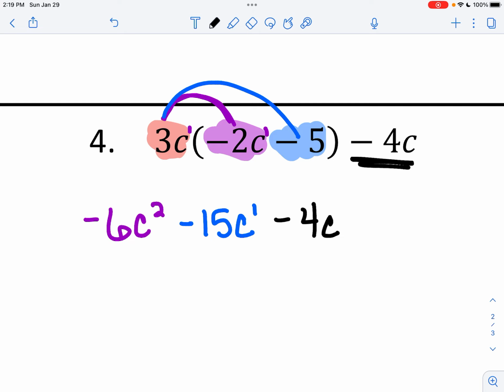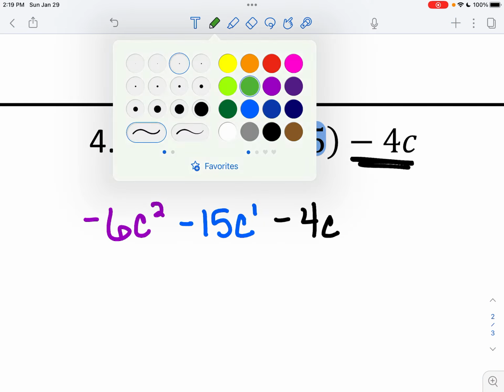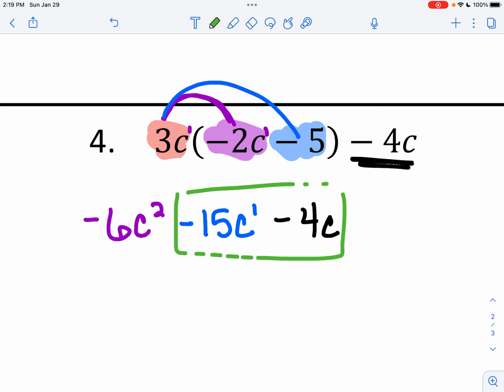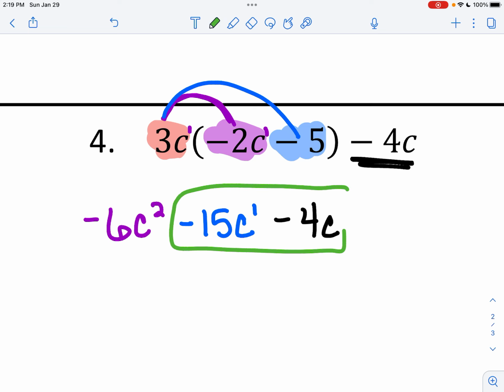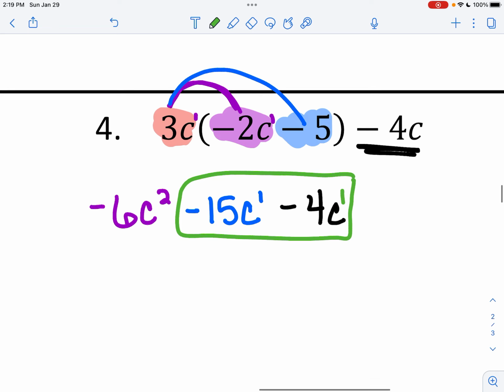Do you see any like terms? I hope that you can understand that those are like terms. I'm not sure why my pen did that funny dragging. Let me try that again so it doesn't look like a weird box. There you go. Those are like terms because they both have c to the first power.